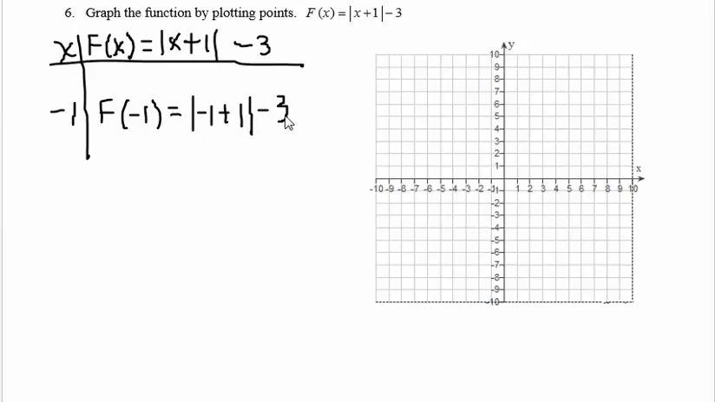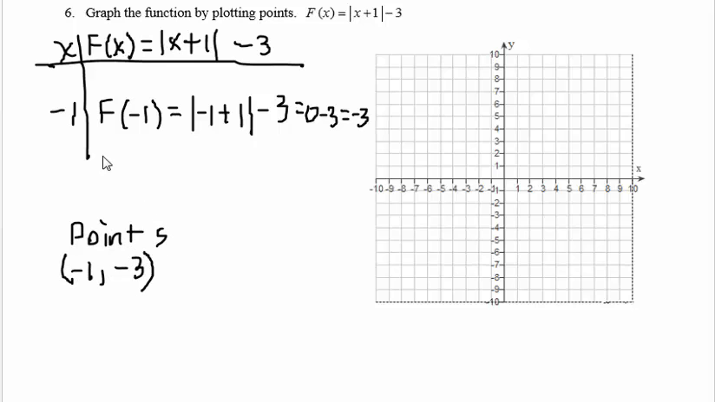One point I want to show is the point whose x-coordinate causes what's inside of the absolute value to go to 0. And that's the point whose x-coordinate is negative 1. So f of negative 1 is the absolute value of negative 1 plus 1 minus 3, which is 0 minus 3, which is negative 3. I want to find a point. So this is going to be the sharp corner on the graph.